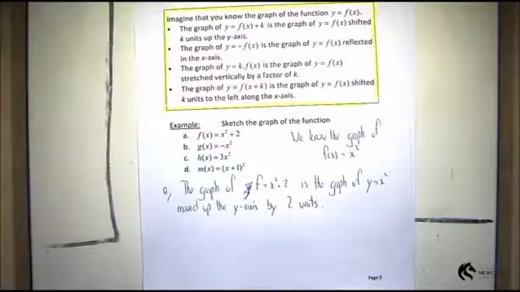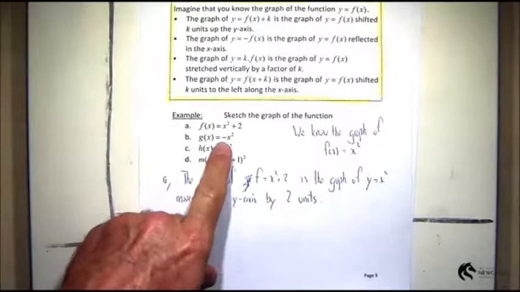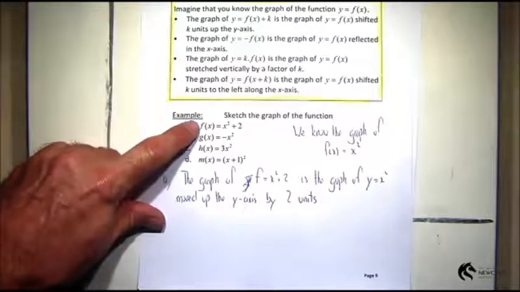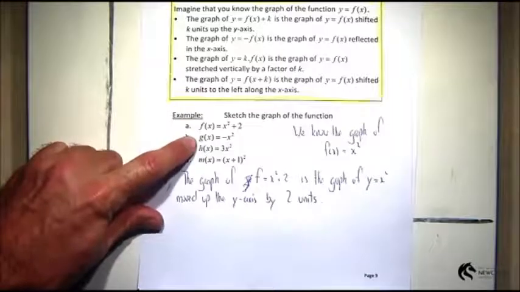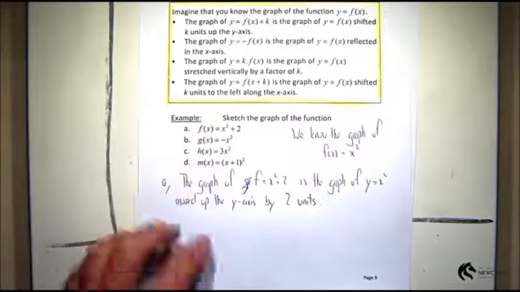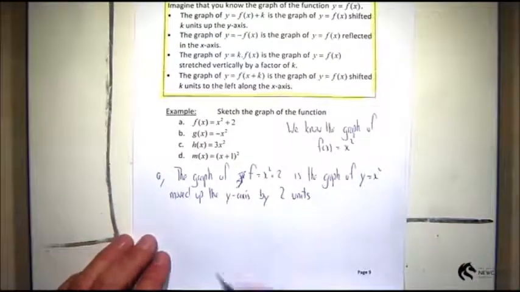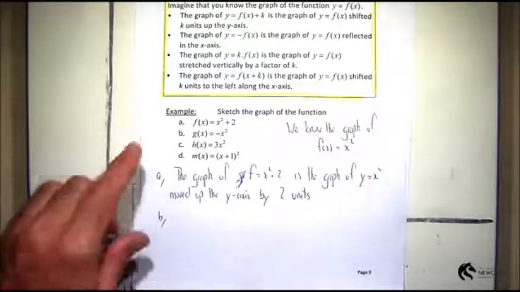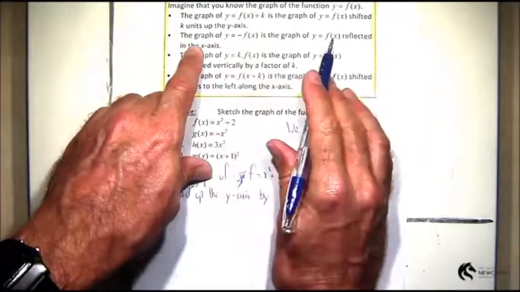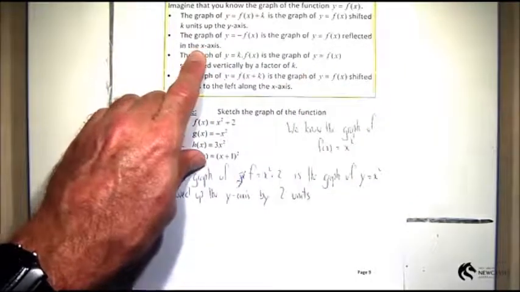Okay, the next one. Let's draw g of x. So I'm getting really fancy here. I've decided f for function's not imaginative enough, so now I'm calling it g, which is good. A, B, C, D, E, F, G. It's the next letter after f. Here we go. It says the graph of y is equal to minus function x is the graph of f of x reflected across the x-axis.